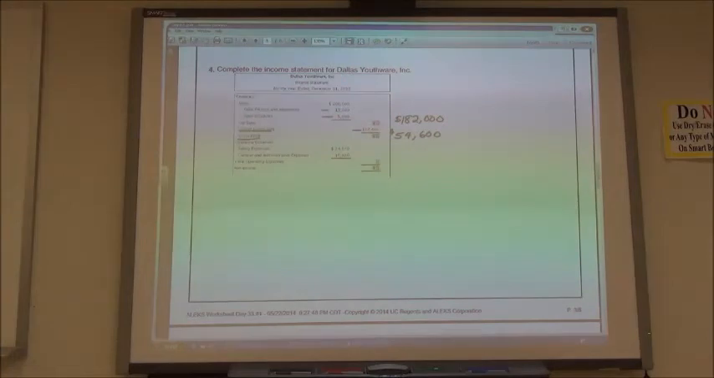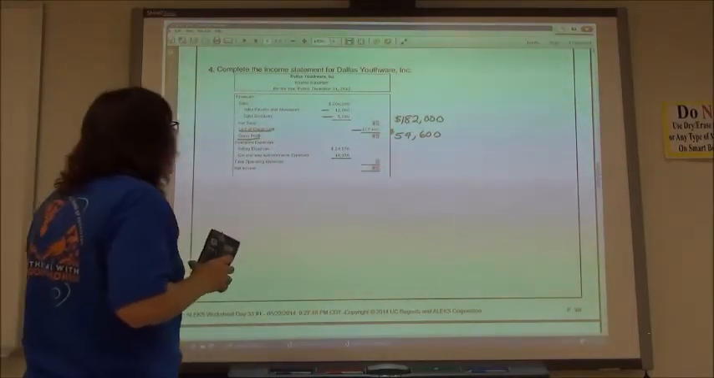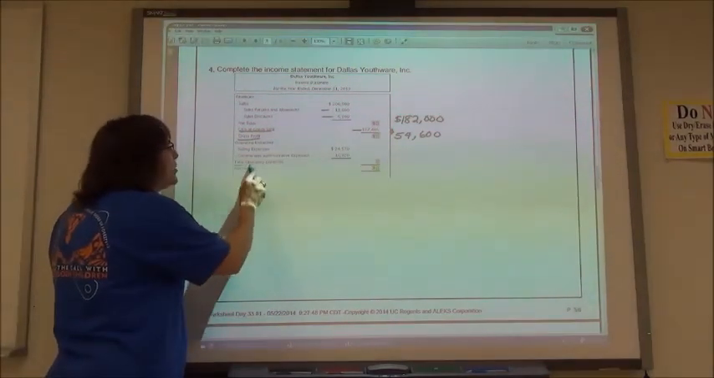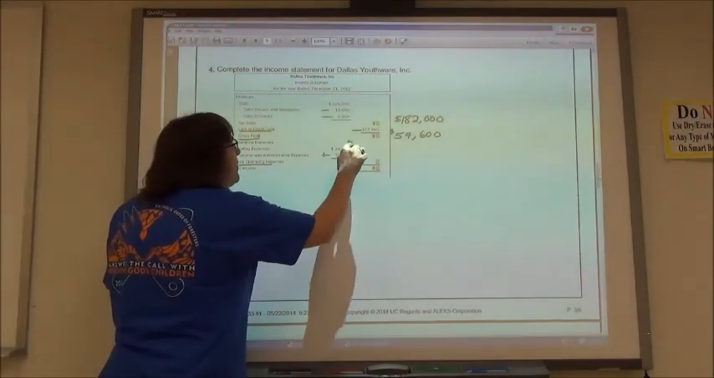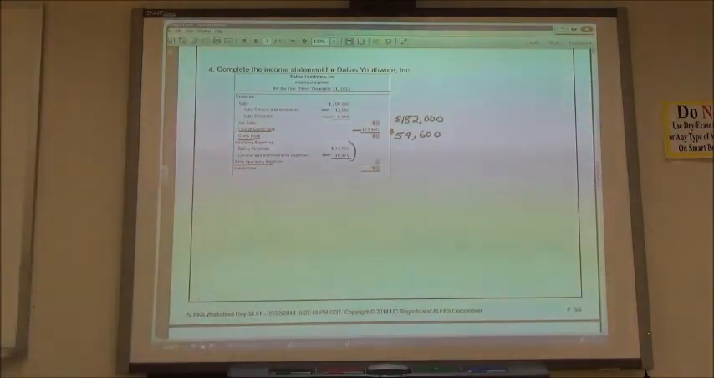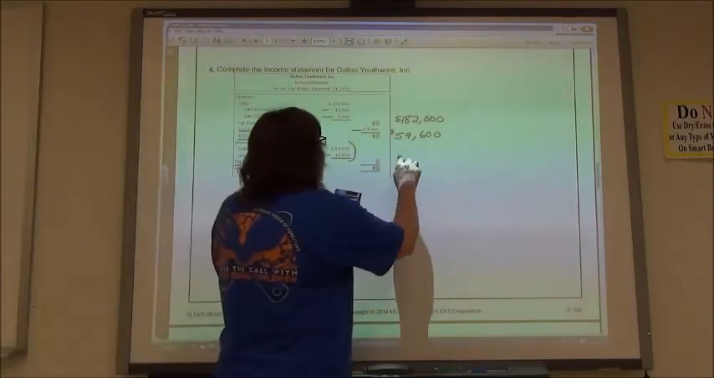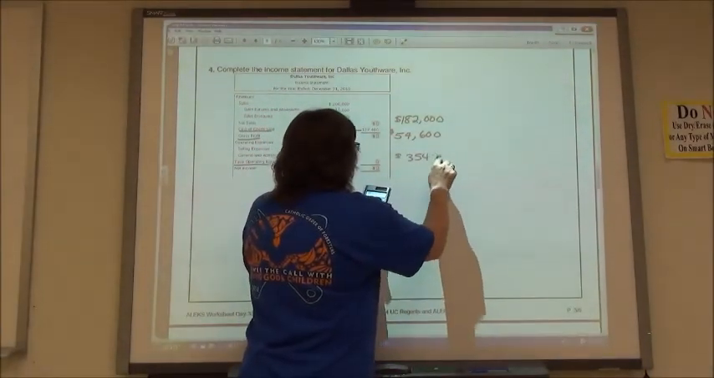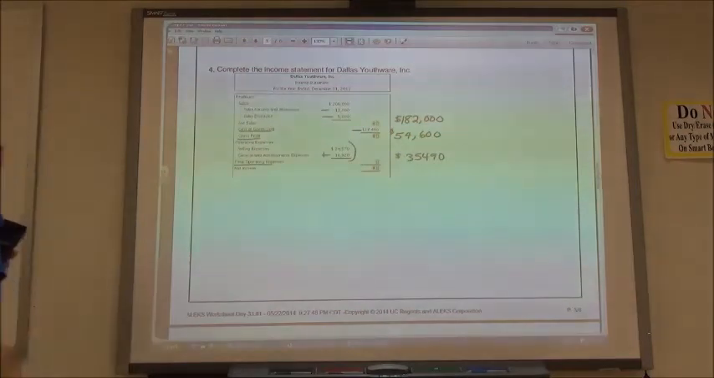Then I have operating expenses. So I have 24,570 in operating expenses and 10,920 in general and administrative expenses. So I want to find the total of my operating expenses. I'm going to add those two numbers together to find my total expenses. So 24,570 plus 10,920 gives me total expenses of 35,490.